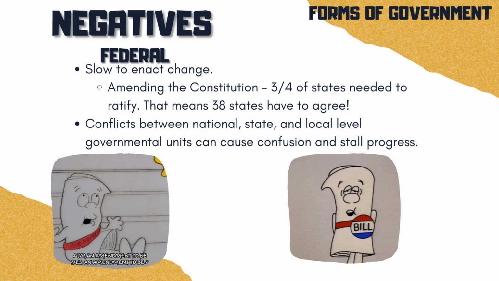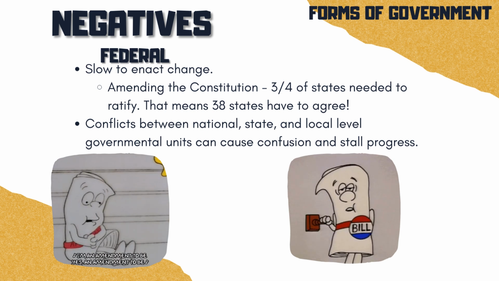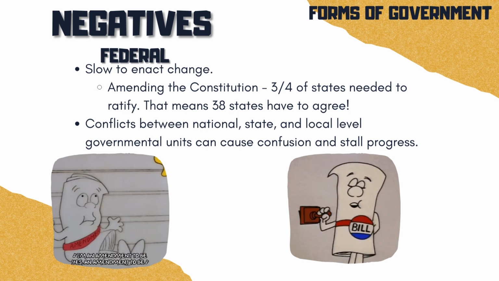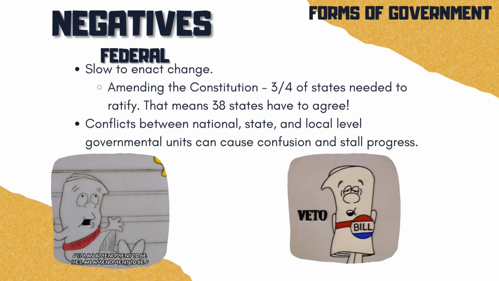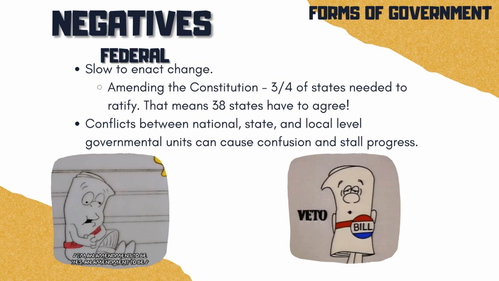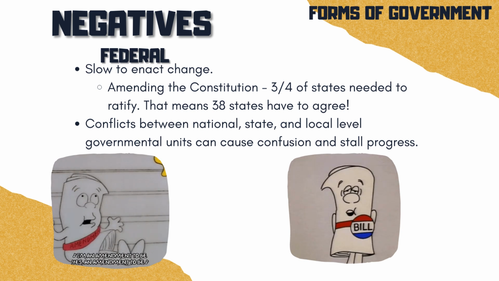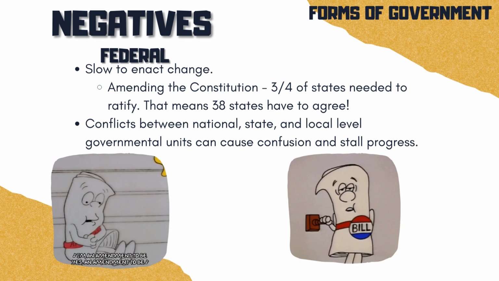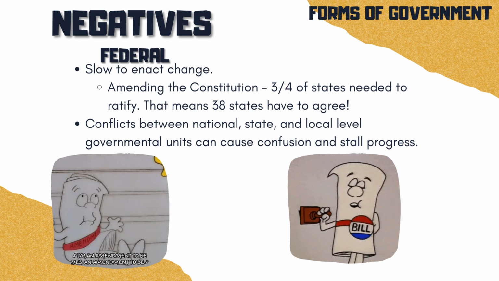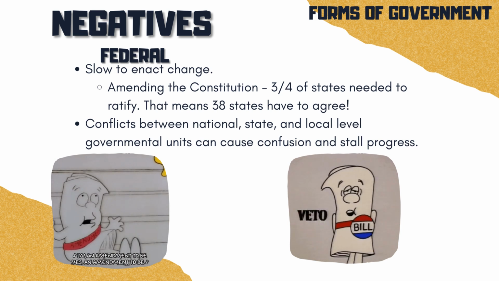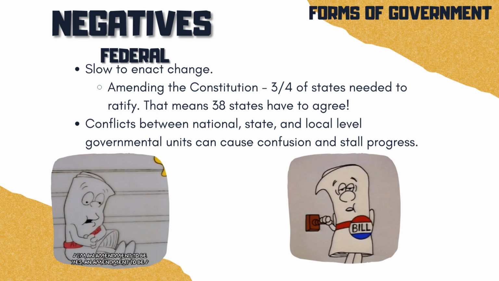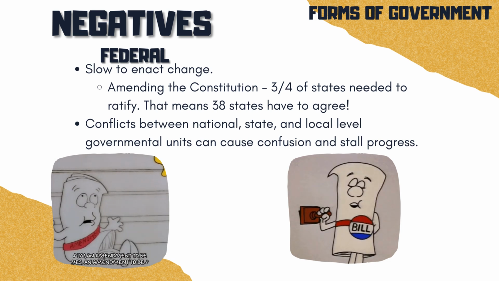All right, so the disadvantage of the federal government is that they're slow to enact change. Amending the Constitution requires three-fourths of the states to ratify it, which means that 38 states have to agree. So conflict between the national, the state, and the local level will often happen, and the governmental units can cause confusion and stall the process of a bill or a law changing because of this.